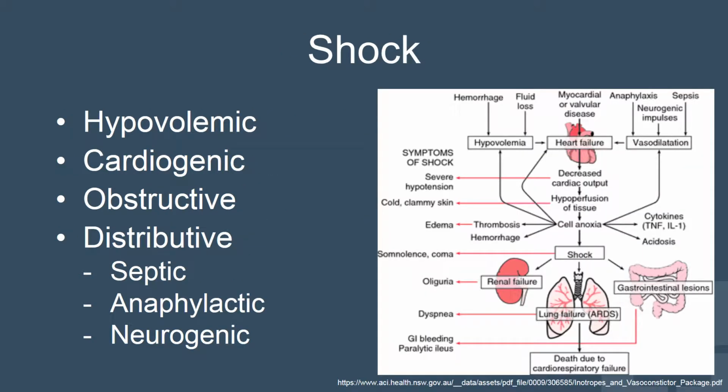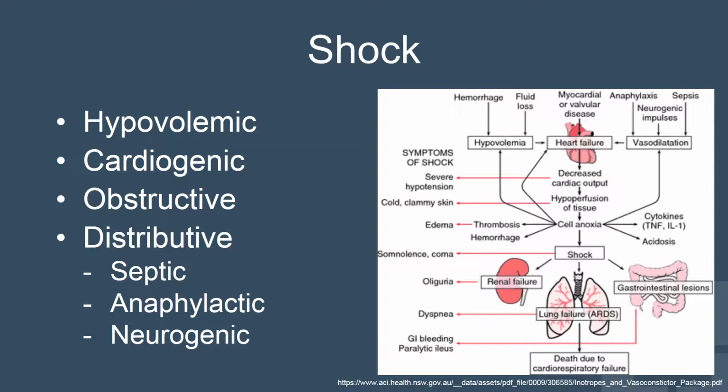First, we have to discuss shock. There are 4 different types of shock: hypovolemic, cardiogenic, obstructive, and distributive, and then distributive does further stratify into septic, anaphylactic, and neurogenic, each one of them presenting in a similar fashion, though the treatments may be vastly different.